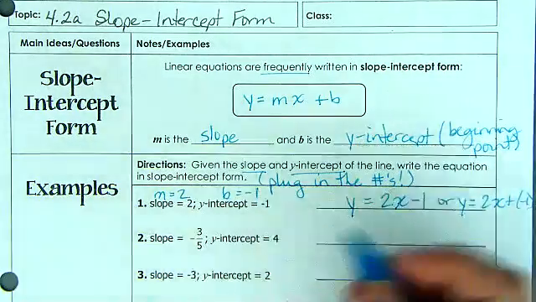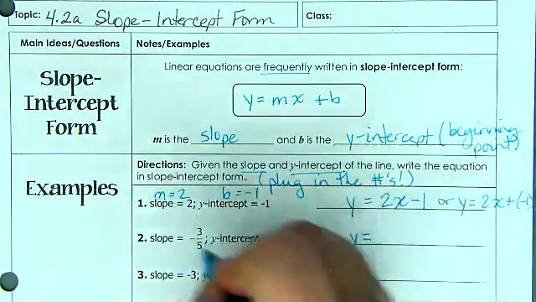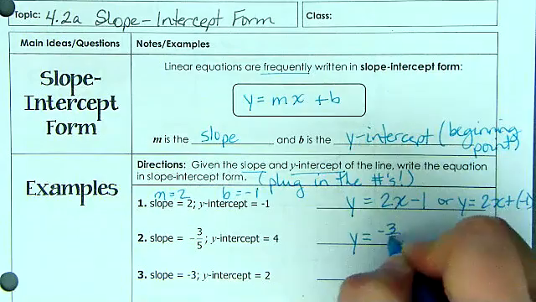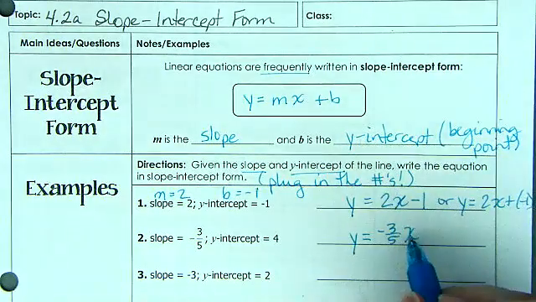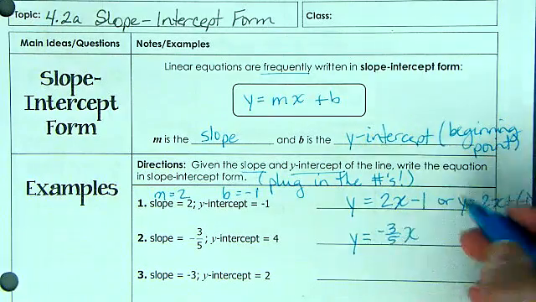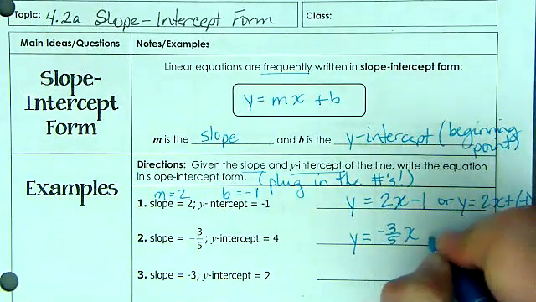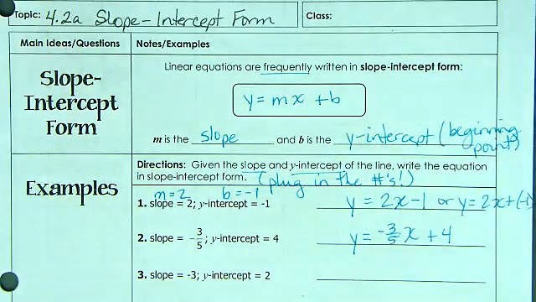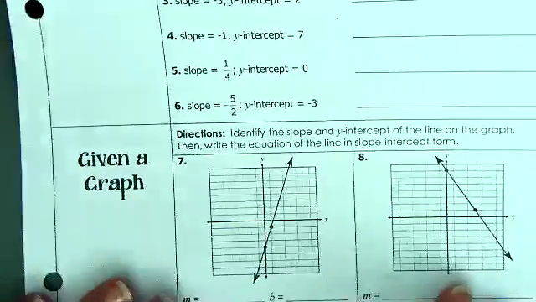Next example, we're plugging them in. So we would have y equals -3/5 x, and make sure that that x is separate and not underneath the fraction bar, because that is different. Plus 4.